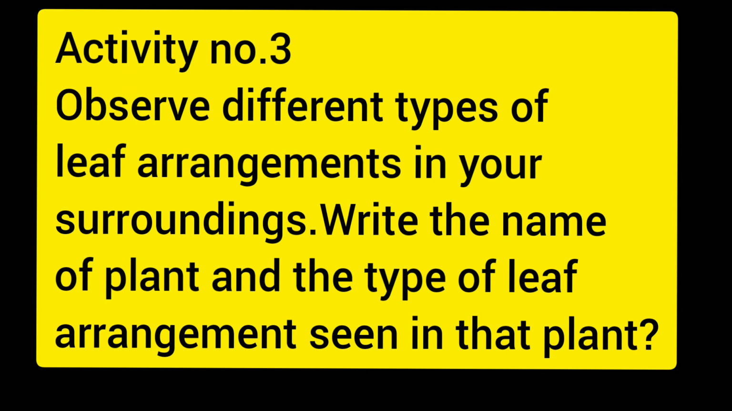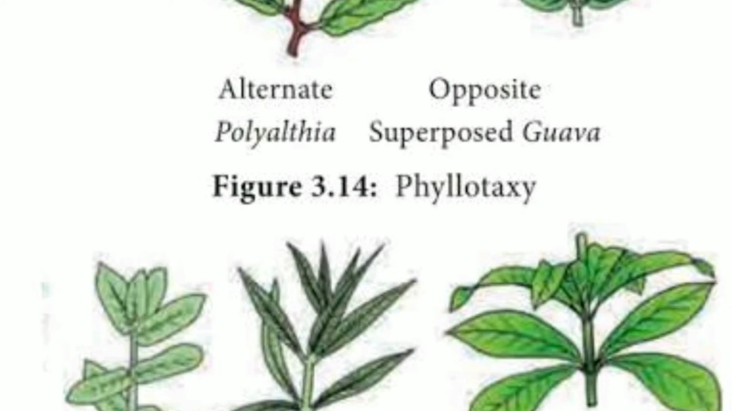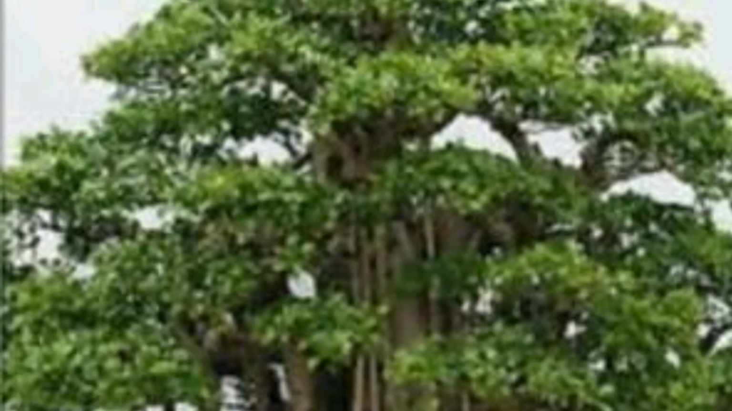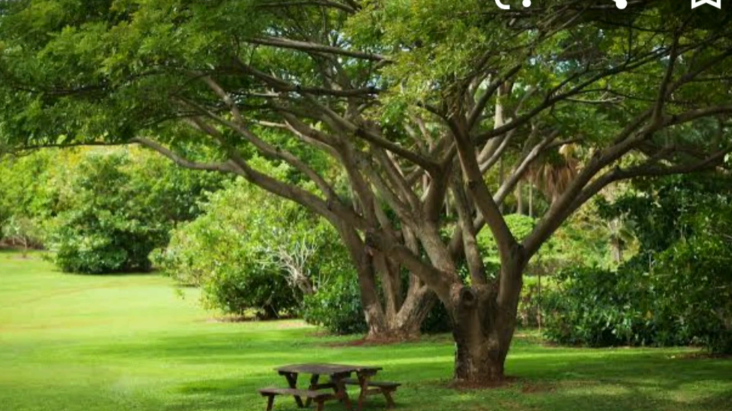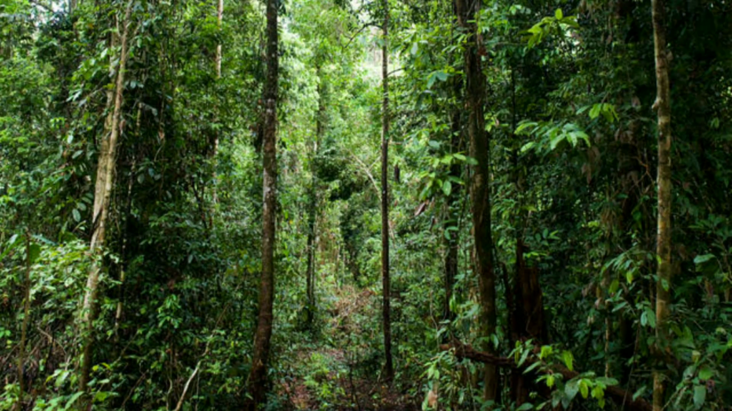Write the name of plant and the type of leaf arrangement, that means opposite, alternate or whorled, seen in that particular plant. Okay, write minimum 10 plants. When you are observing plants in your surroundings, there should be plants belonging to the group oppositely arranged, alternately arranged and arranged around in whorls. So you can draw the rough figures of that arrangement also.